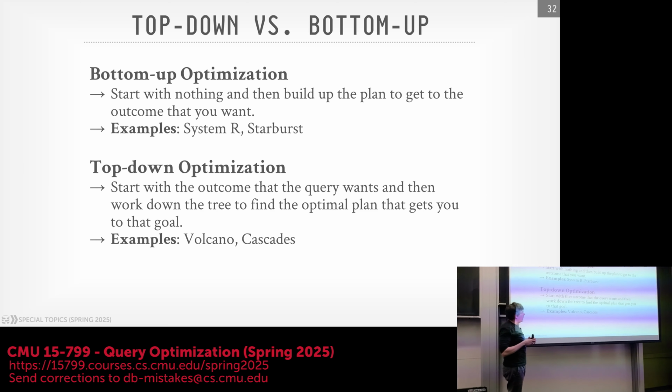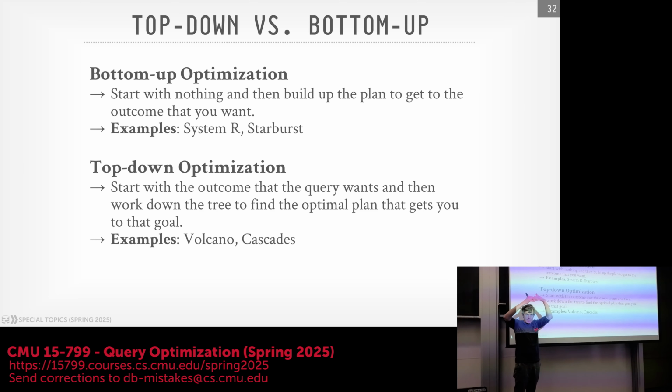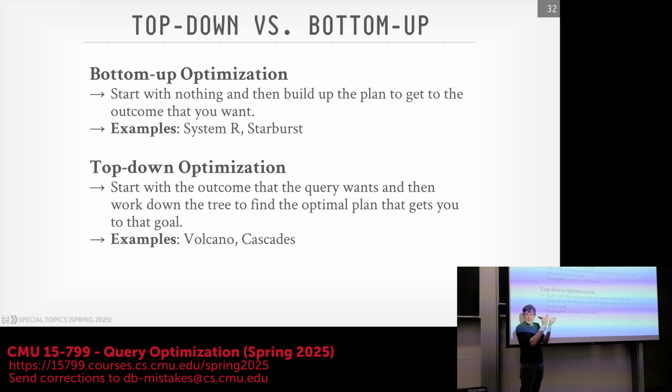The other approach is top-down optimization. With this one, you start with the outcome that you want. Like, here's my final result of joining A, B, and C. And then you traverse down and do transformations to add back in the operators you need to get you that result that you want. And I realize me standing here in front of a PowerPoint slide and making hand gestures that don't mean anything.